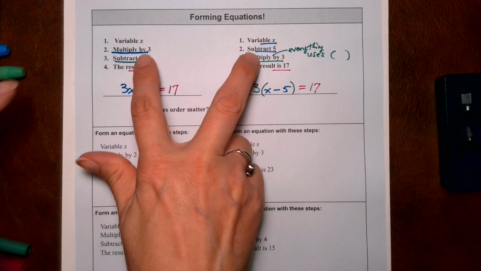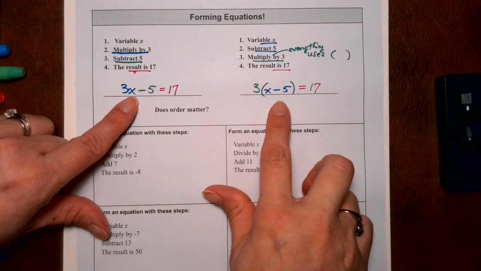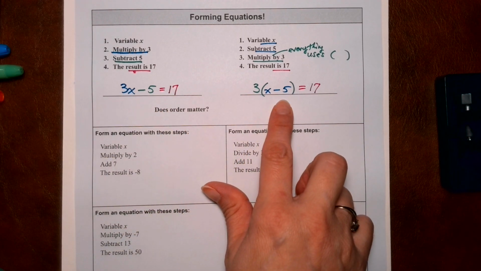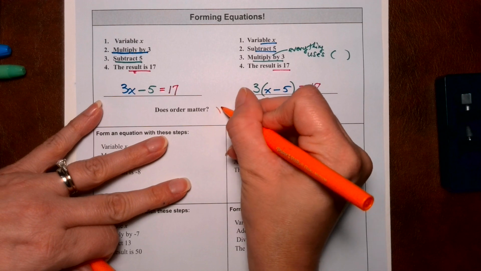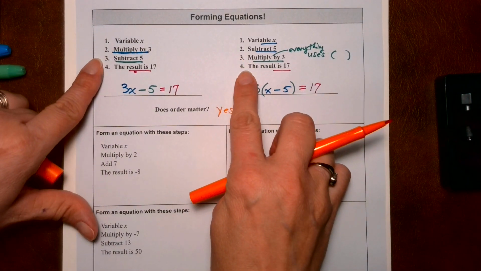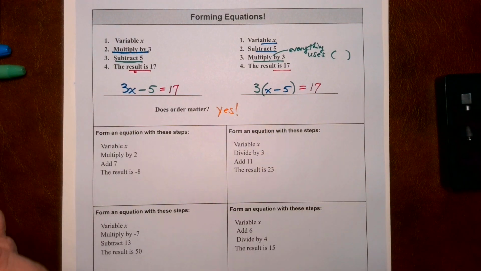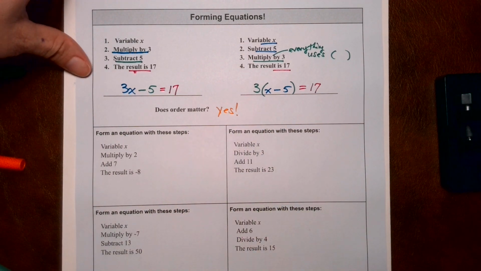So I see that if I rearrange things a little bit, does the order really matter? And the answer is yes, the order totally matters. You have to follow the steps in order. You're going to get a different equation. Different answer. So let's form some equations here.